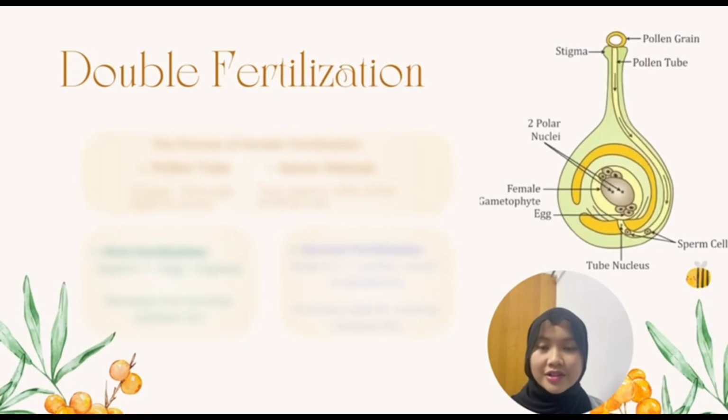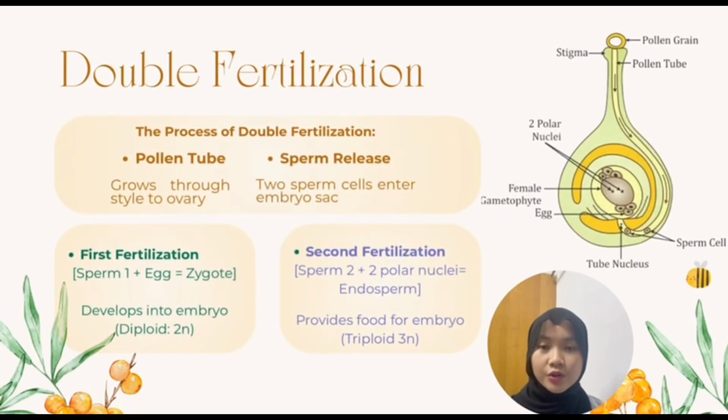Double fertilization is a process unique to flowering plants. The first fertilization occurs when 1 sperm cell fuses with the egg cell, forming a diploid zygote which develops into the embryo. The second fertilization occurs when the other sperm cell fuses with the 2 polar nuclei, forming the endosperm, which is triploid. The endosperm provides nutrients to the developing embryo, increasing the seed survival rate.